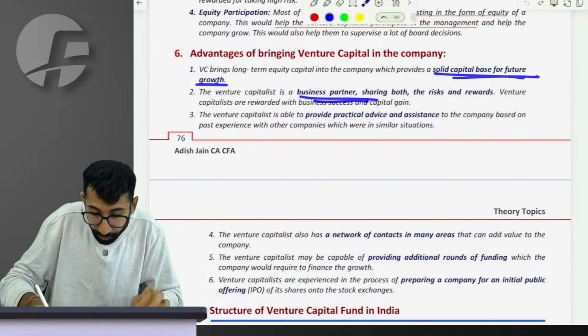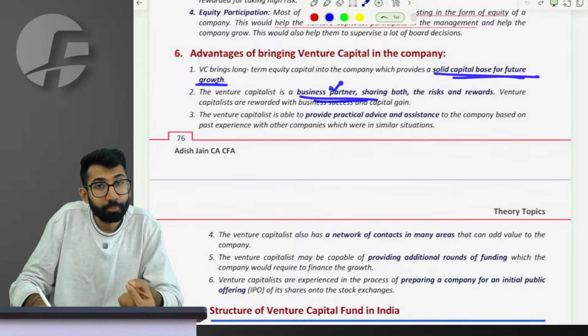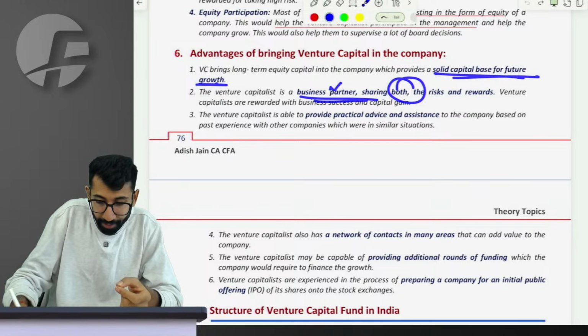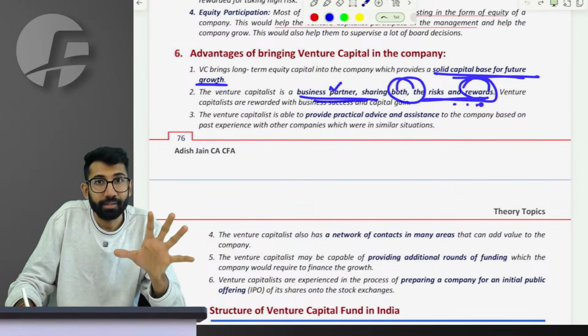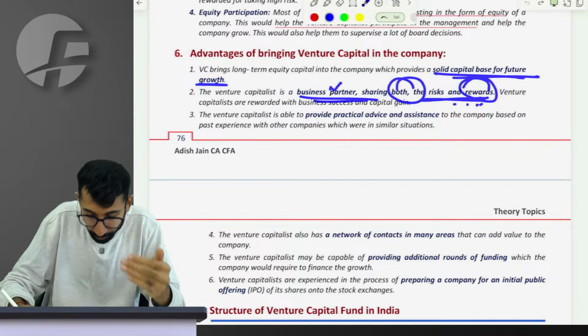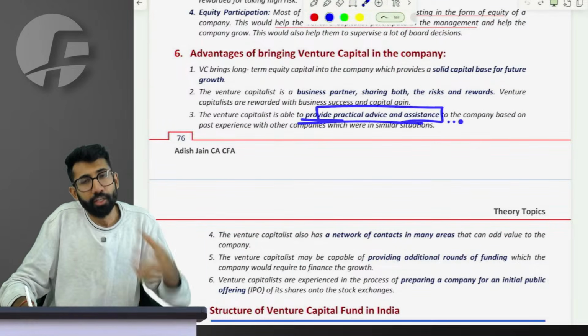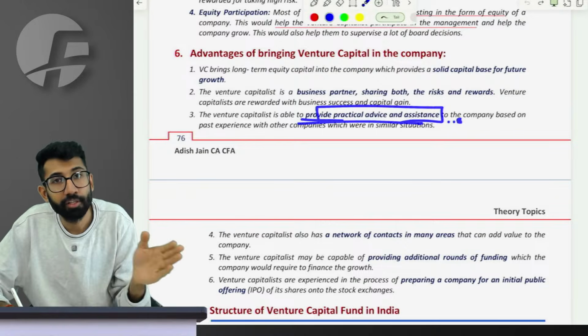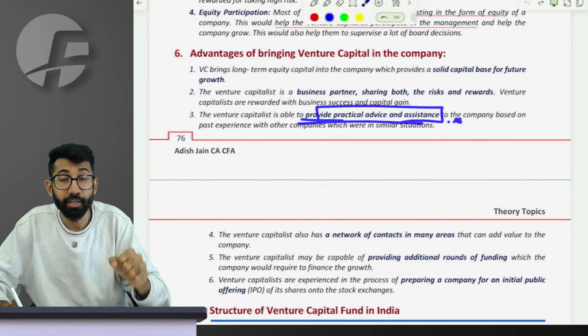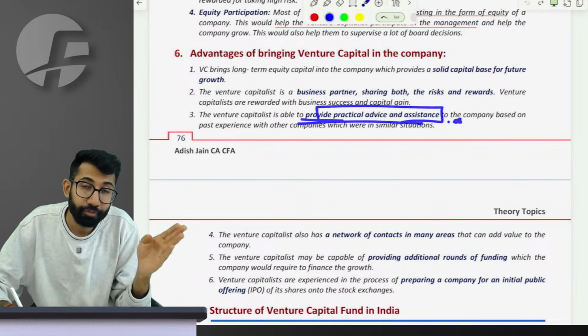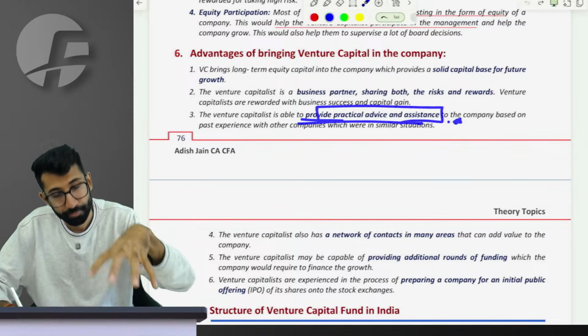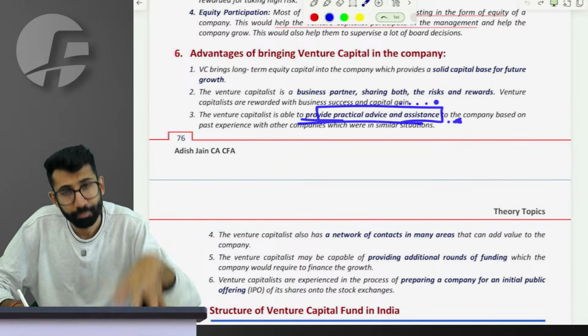When someone gives you money as equity, they become your business partner. They participate in risk as well as reward, right? So they are at par with you. The venture capitalists provide practical advice and assistance. The VC has a business of investing in different companies. So based on their experience of investing in different companies, they can give you some kind of practical assistance or guidance.